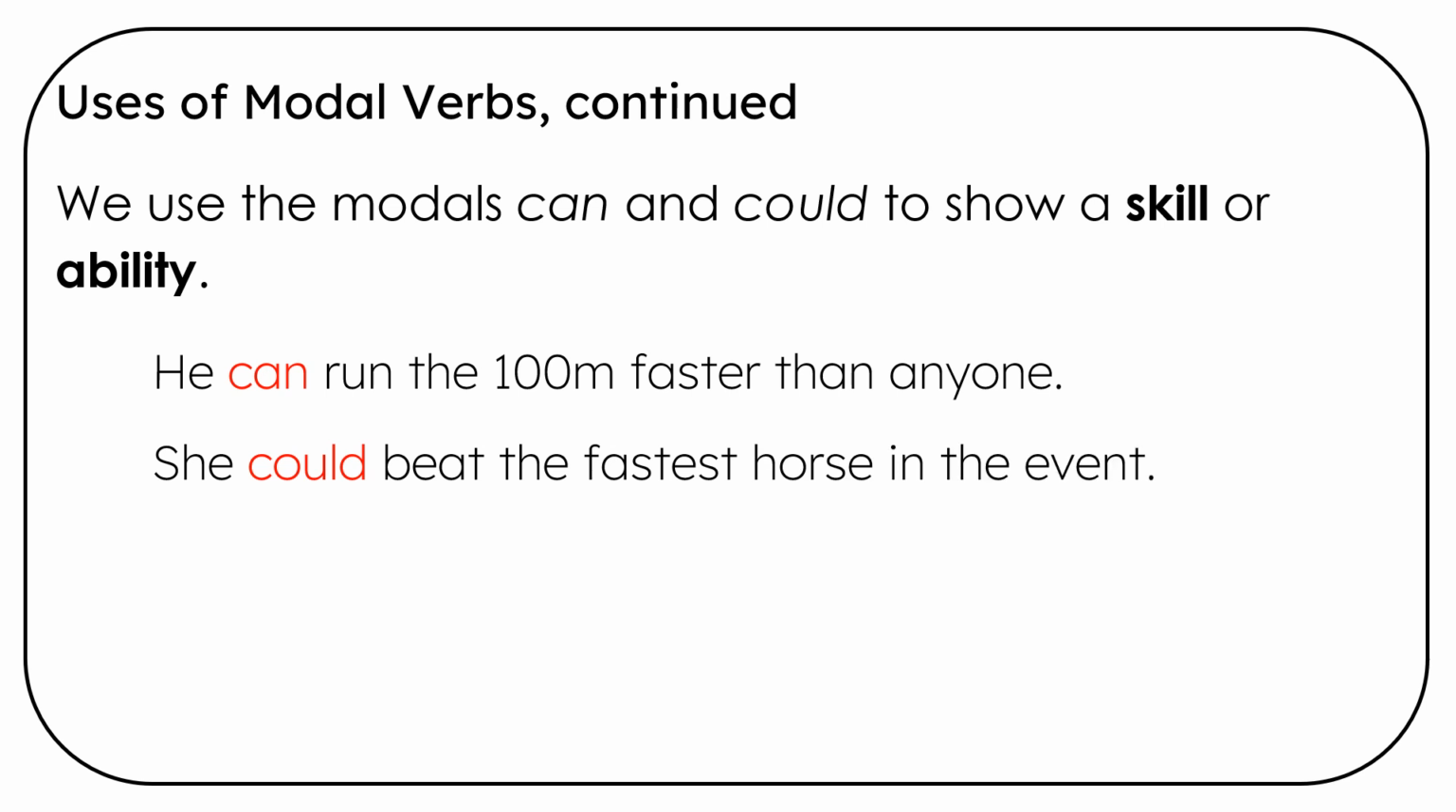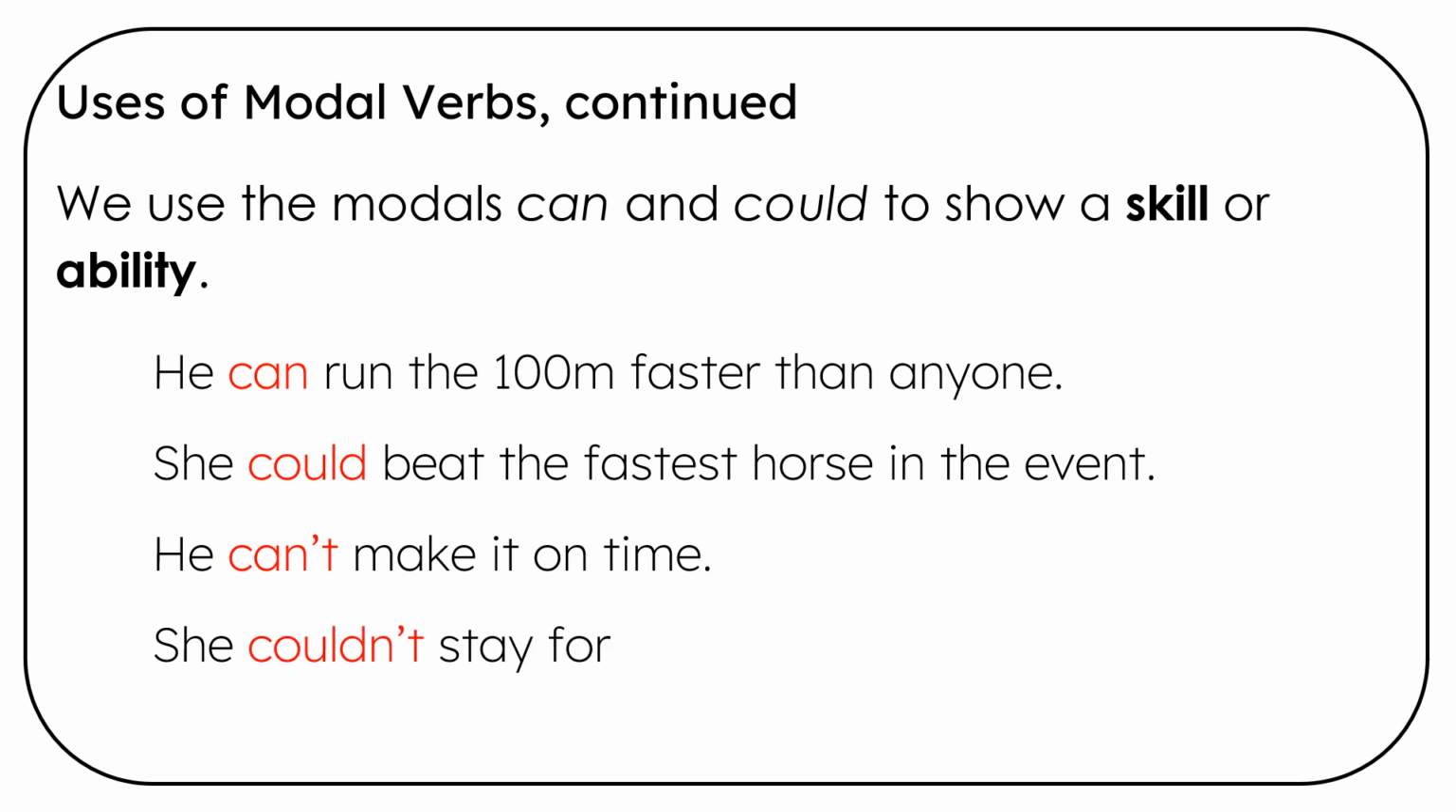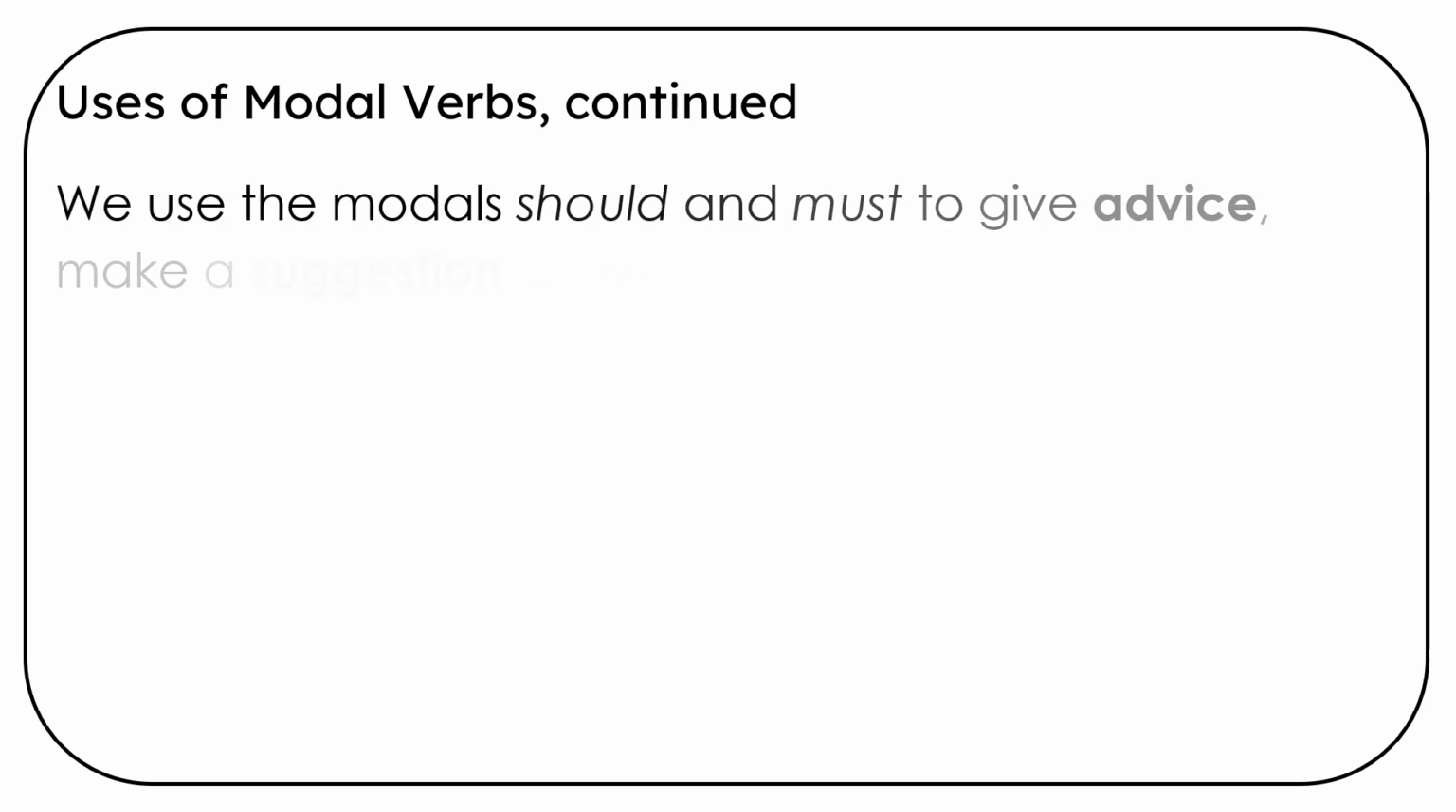That's showing her ability. He can't make it on time. That shows he's not going to be able to make it. She couldn't stay for the finale. That also shows ability.